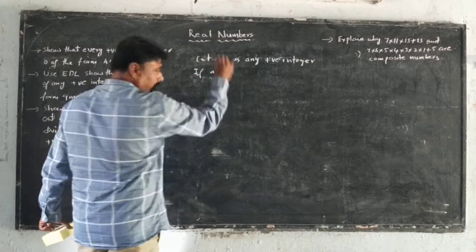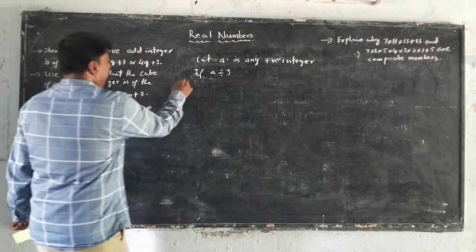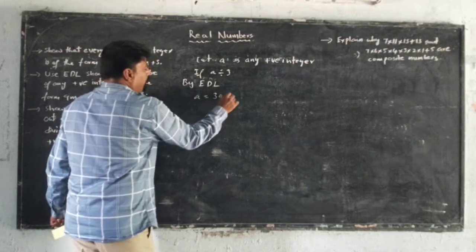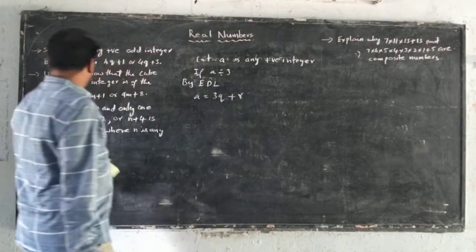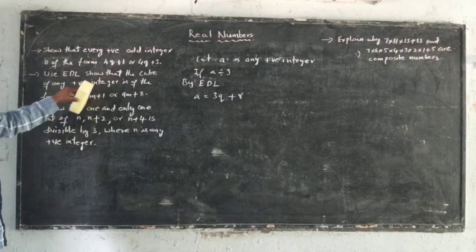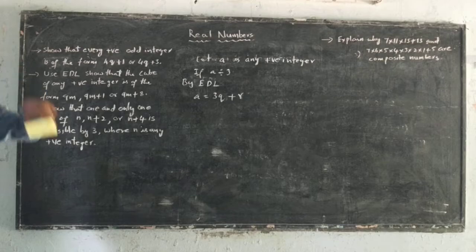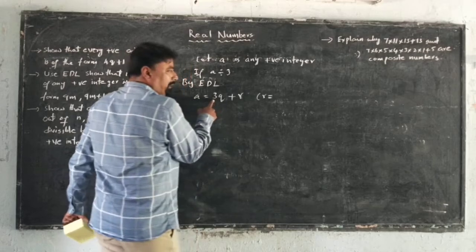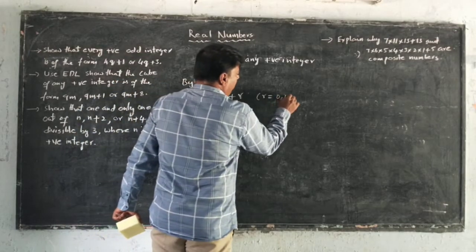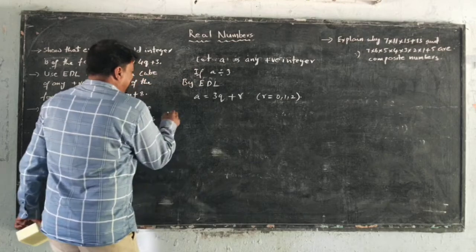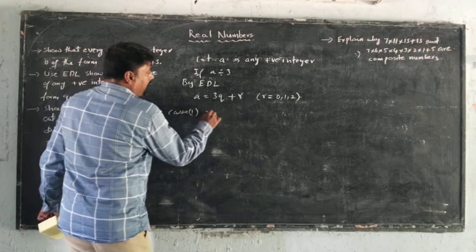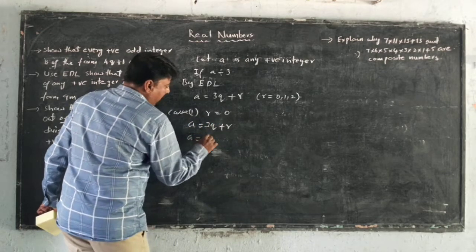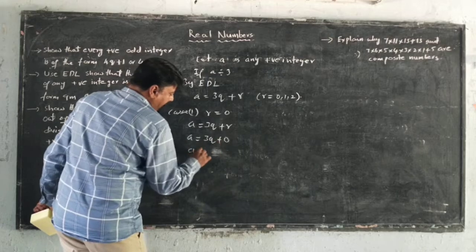If a is divided by 3, by EDL, Euclid's division lemma, you can write that a is equal to 3q plus r. But in this statement, the cube of any positive integer, here the r values, when a number is divided by 3, are 0, 1, 2. So in case 1, you take r is equal to 0, therefore a is equal to 3q plus 0, therefore a is equal to 3q.